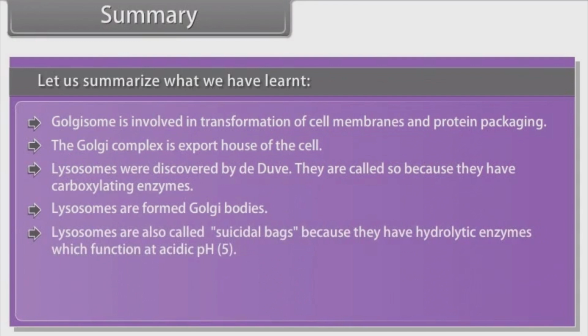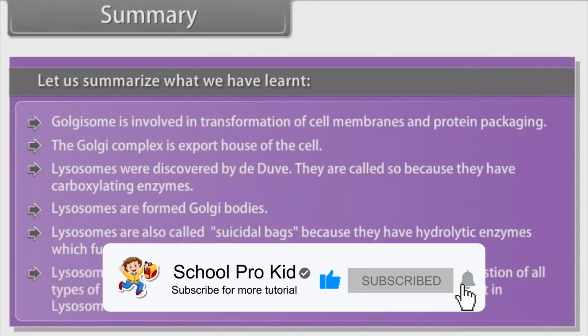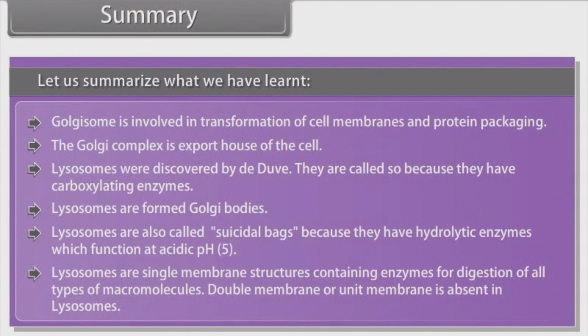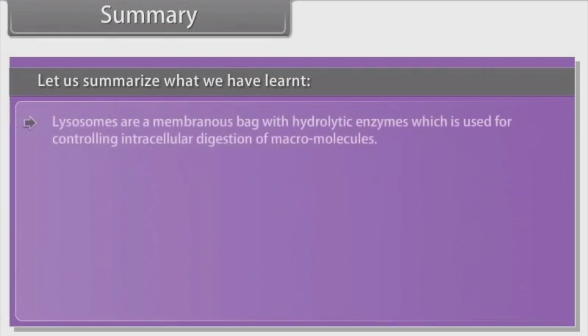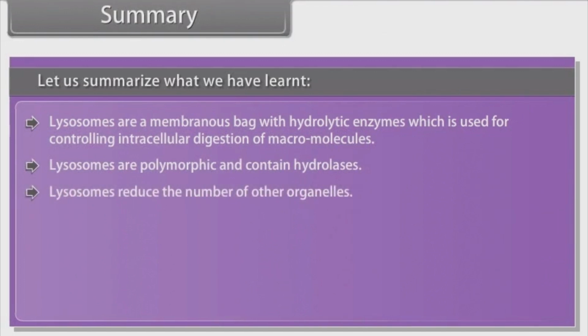Lysosomes are also called suicidal bags because they have hydrolytic enzymes which function at acidic pH 5. Lysosomes are single membrane structures containing enzymes for digestion of all types of macromolecules. Double membrane is absent in lysosomes. Lysosomes are membranous bags with hydrolytic enzymes used for controlling intracellular digestion of macromolecules. Lysosomes are polymorphic and contain hydrolases. Lysosomes reduce the number of other organelles.